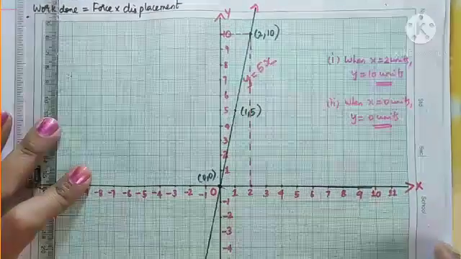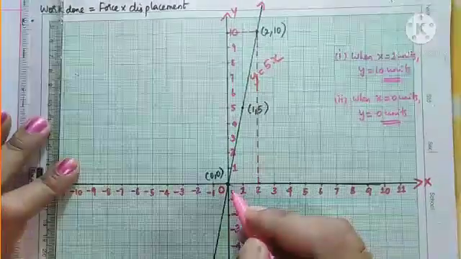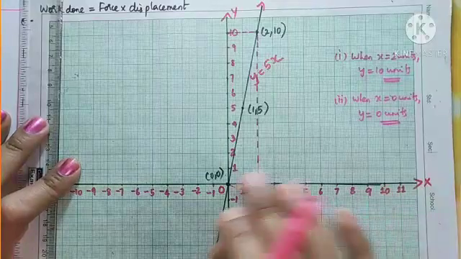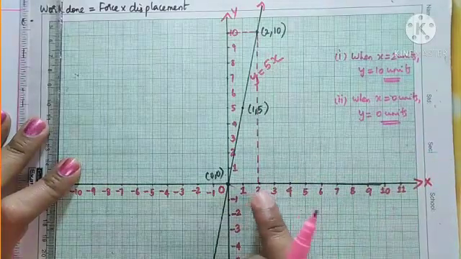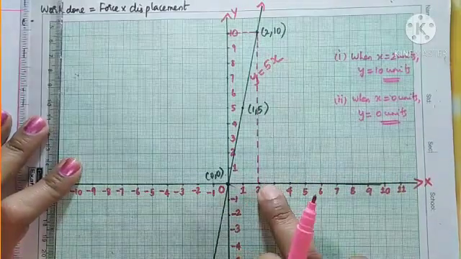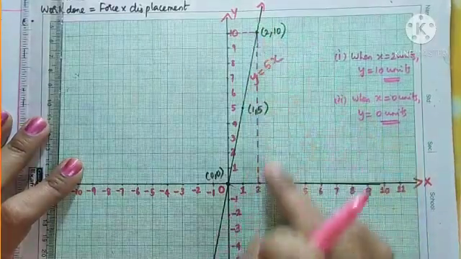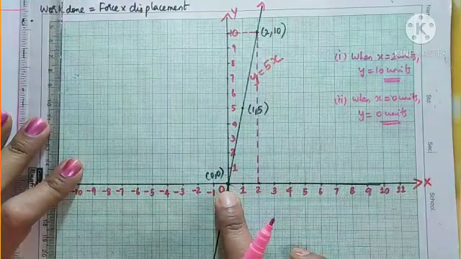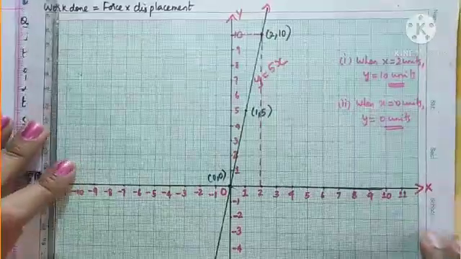Okay, so that we want to find out from the graph actually, so that we are not doing any steps. We want to just see the graph. When x is 2, y is 10. When x is 0, y is also 0. So that is our two answers.